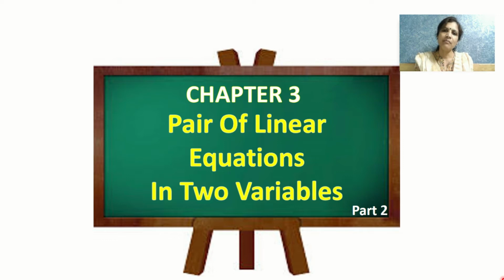Before your exam, we started chapter number 3, that is pair of linear equations in two variables. We discussed that ax plus by plus c is equal to 0 is the standard form of linear equation in two variables. We also discussed that when we are given two equations together, they are called simultaneous equations.